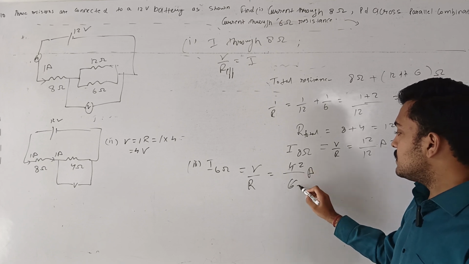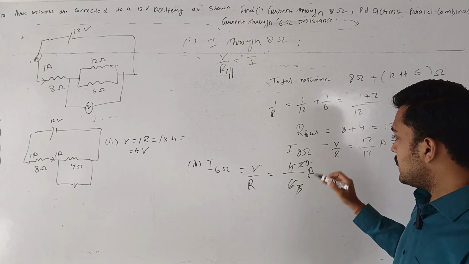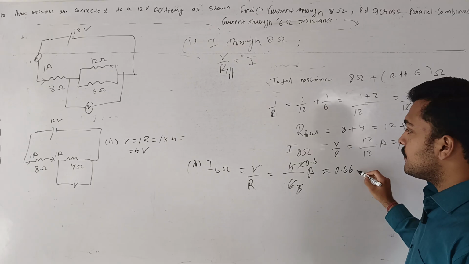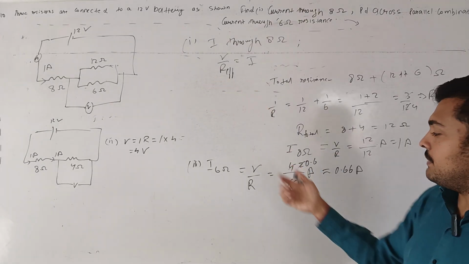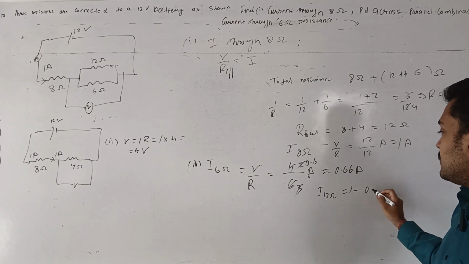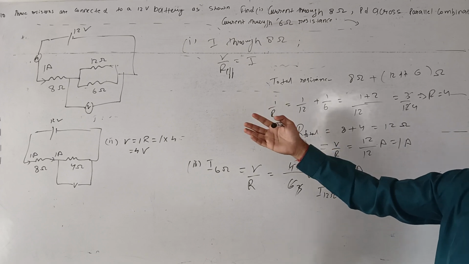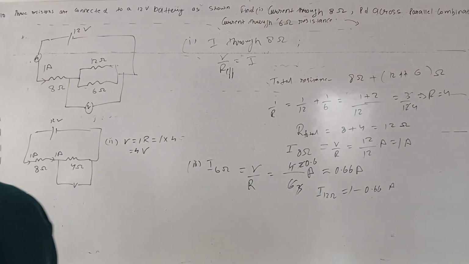So 2 2s are 4, 2 3s are 6. So it comes out to be almost 0.66 amperes. 0.66 amperes is the current through the 6 ohm resistance, and if they are asking for the current through the 12 ohm resistance, it will simply be 1 minus 0.66 ampere, because the total current is 1 ampere. Now I'll move to the next question.